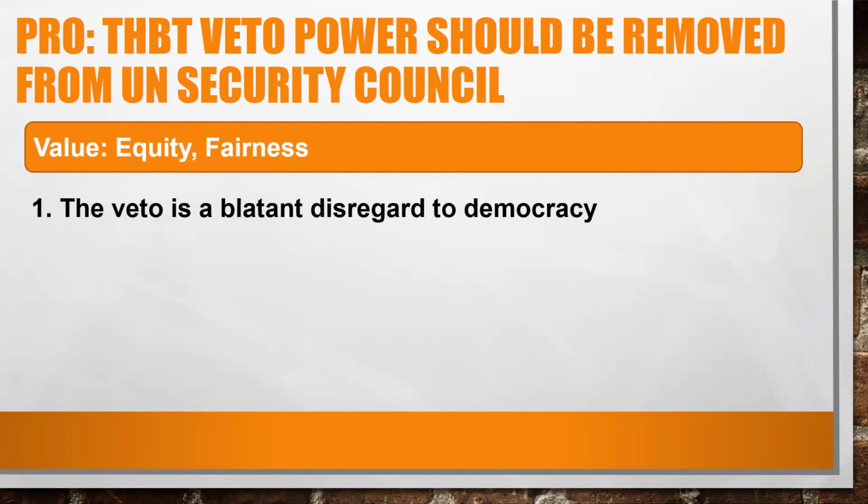The first argument you can say is that the veto is completely disregarding democracy. Democracy means each person has one vote. And in the UN, it should be translated into each country having one vote, no more. But if you give extra veto power, saying no, I don't want this, to these 5 nations, then that's no longer a proper democracy.